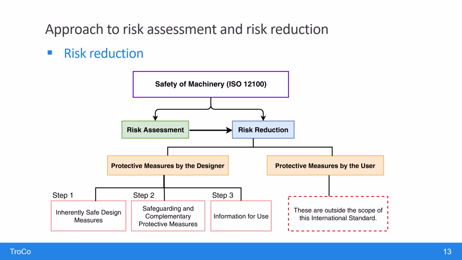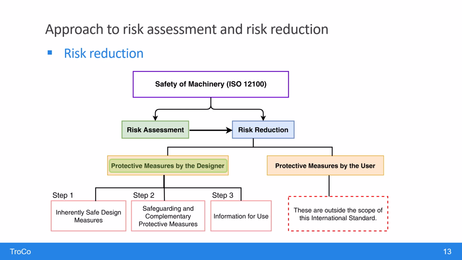After assessing risks, the next step is to apply protective measures to eliminate hazards or reduce risks. These measures involve both designers and users. As shown in the diagram, design stage measures are prioritized since they are usually more effective than those added later by the user. ISO 12100 describes this hierarchy of measures in the three-step method.